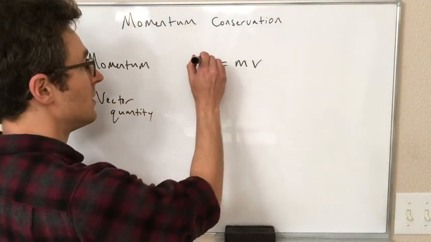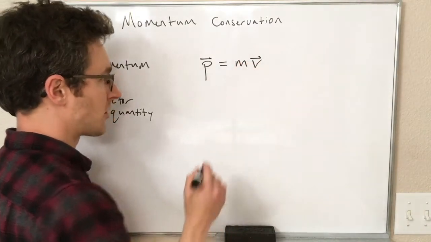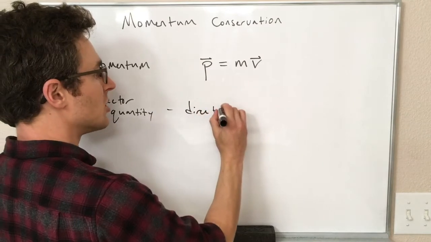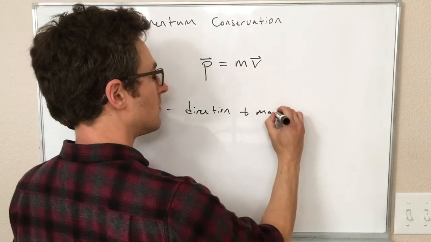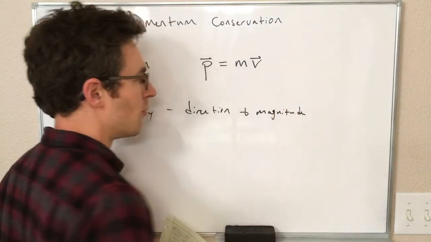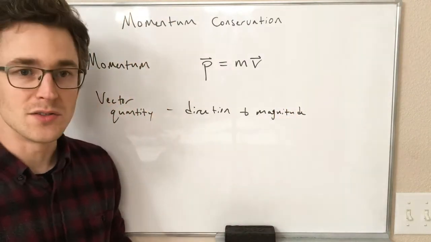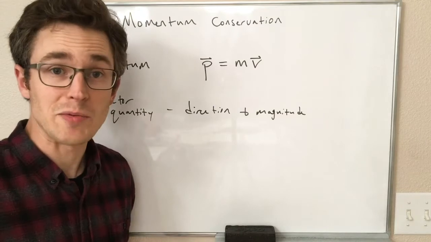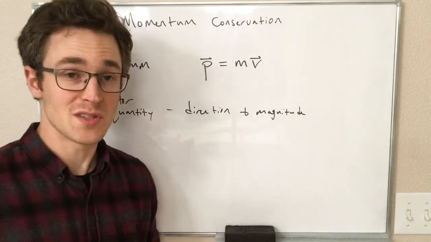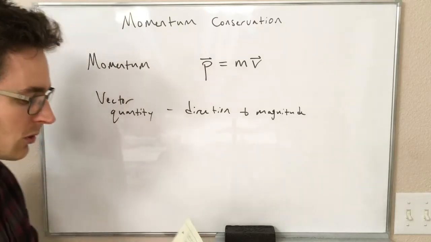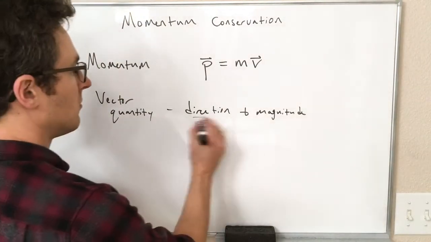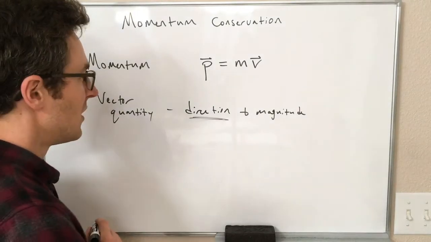Our momentum is a vector, which means that our momentum has a direction and a magnitude, meaning that an object with momentum going to the right is going to be treated very differently than an object with momentum going to the left, even if those momentums are the same size. And we'll get to some examples of that momentarily.